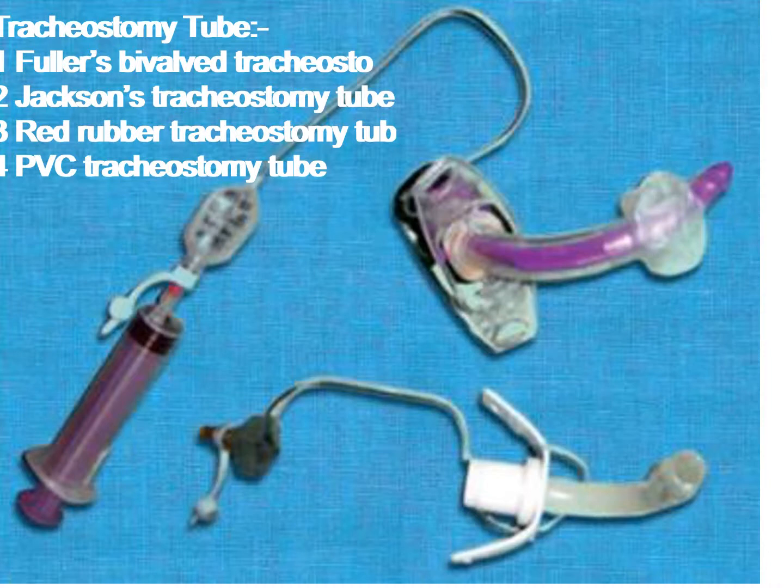2. Jackson's tracheostomy tube. It has got outer tube, inner tube, and an obturator. 3. Red rubber tracheostomy tube. 4. PVC tracheostomy tube. Modern tracheostomy tubes are made of plastic.